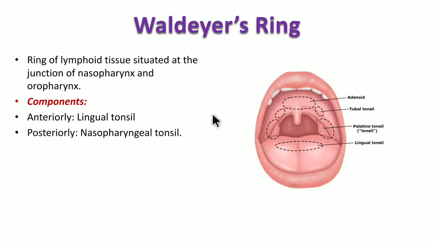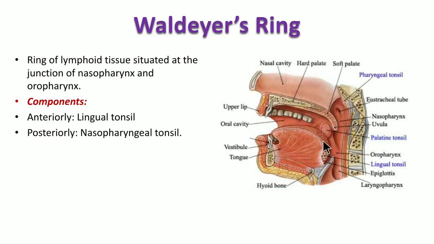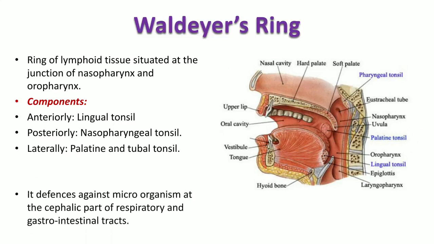Posteriorly, the roof of the nasopharynx, you have the nasopharyngeal tonsils, and posterolaterally you have the tubal tonsils. So anteriorly, what we saw is the lingual tonsil. Here, what we saw is the nasopharyngeal tonsil, and laterally you see the palatine tonsil, and posterolaterally around the tubal elevation we saw the tubal tonsil.